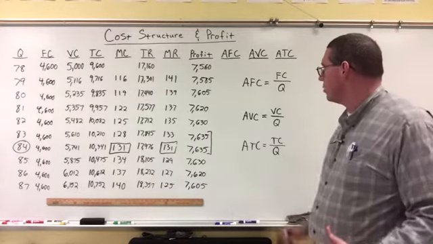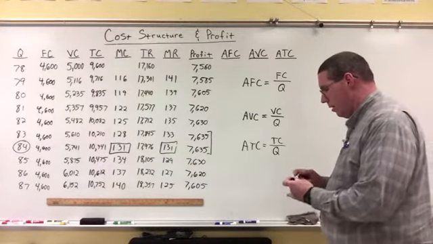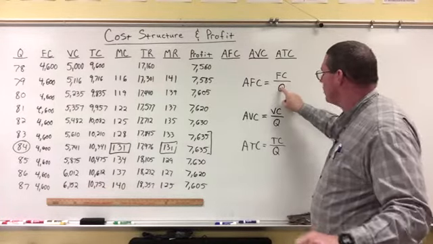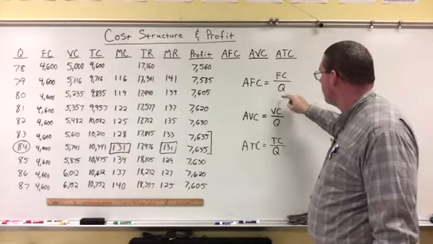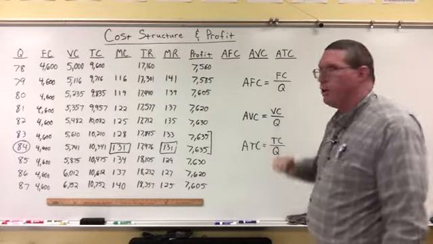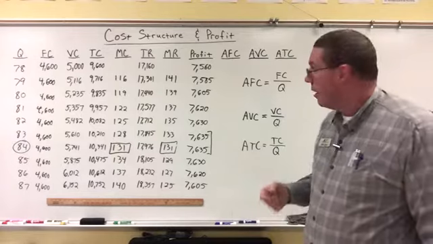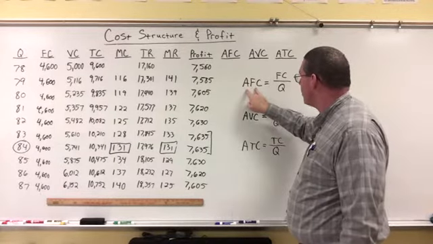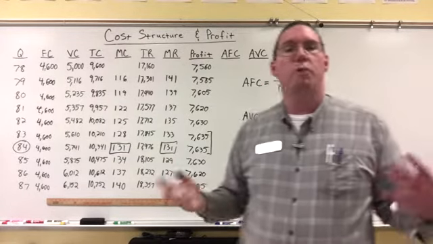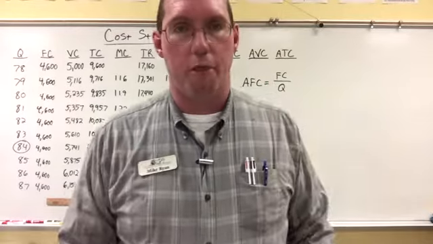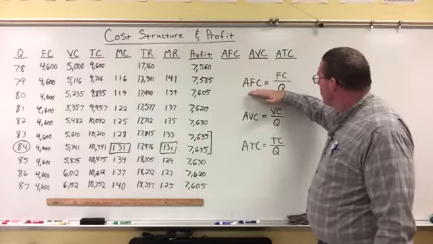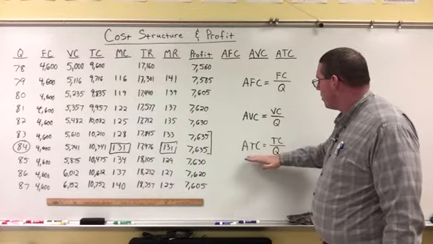And here's what I want you to understand. I'm going to give you a little aside here. Let's say that you knew average fixed cost and you knew quantity. Well, then you could find the fixed cost. All you'd have to do is multiply average fixed cost times quantity, and you would have fixed cost. Similarly, if you knew fixed cost and average fixed cost, you could divide fixed cost by average fixed cost, and that would give you quantity. So as long as you have any two of those values, you could get the third one. All right, so that's my aside. This is the formula for average fixed cost, average variable cost, and average total cost.